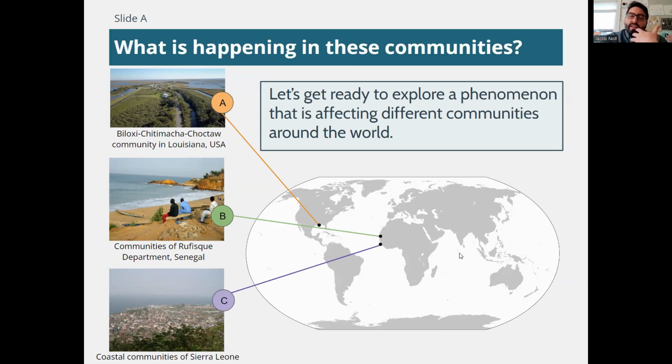As we make sense of this, it's going to be important for us to make some noticings and some wonderings and see if we can figure out what exactly is happening in these communities, what's similar, and what's different. So in this opening portion, we're going to look at 3 different communities. The first is a community in Louisiana, indicated by the orange, and we call that community Biloxi Chitimacha Choctaw community, as well as a community in Senegal and a coastal community in Sierra Leone.